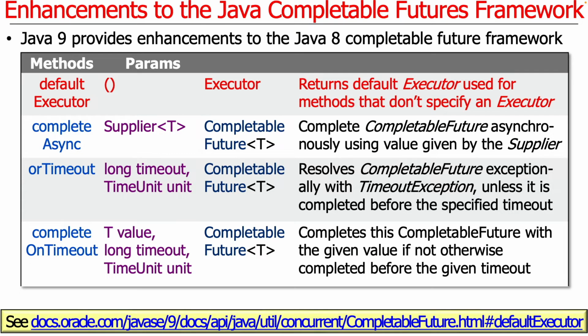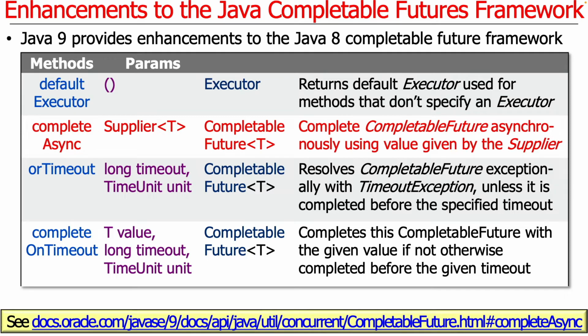important. So the first one was that they added this new method called default executor, which returns the default executor used for methods that don't specify an executor, which usually will default to the common fork join pool. But if you change it, then you can have default executor return whatever you change it to.